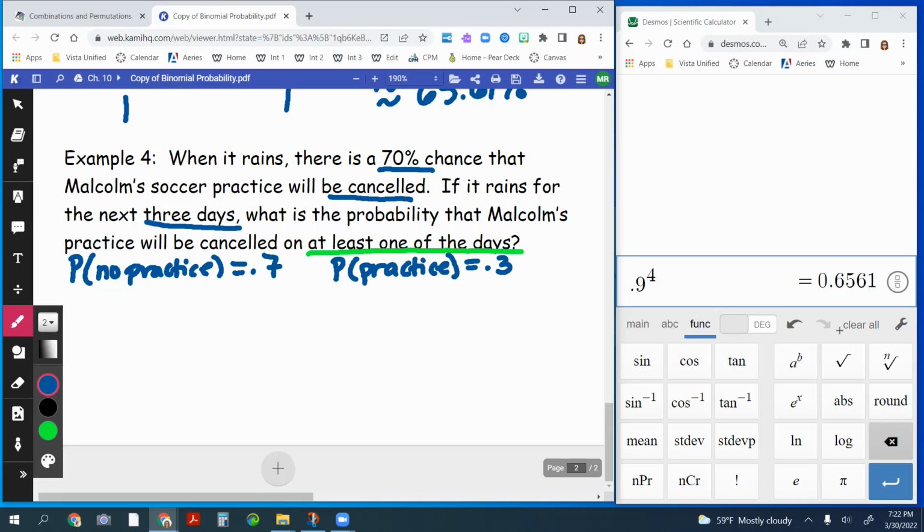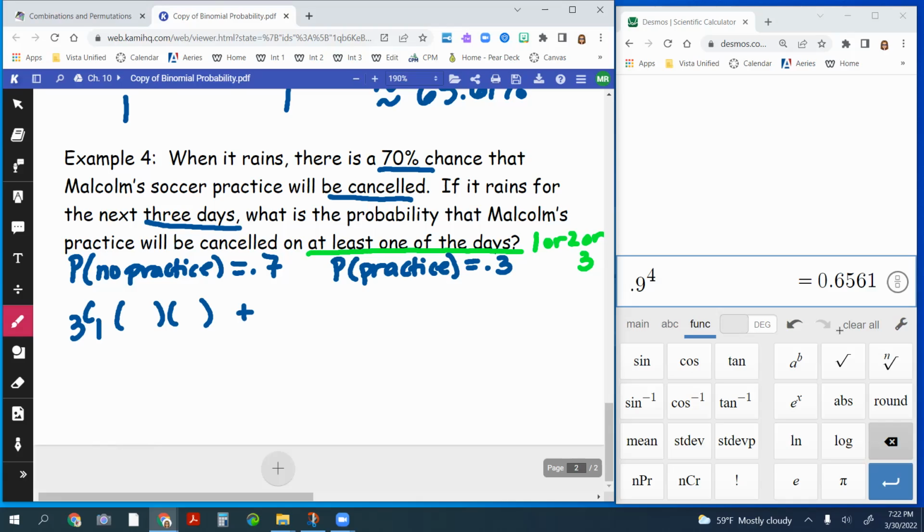Now, we're talking about 3 days, but we don't want exactly 1. That would be 3 choose 1. We want at least 1. So at least 1 means 1 or 2 or 3. So we are going to have to do 3 choose 1 plus 3 choose 2 plus 3 choose 3. Okay.